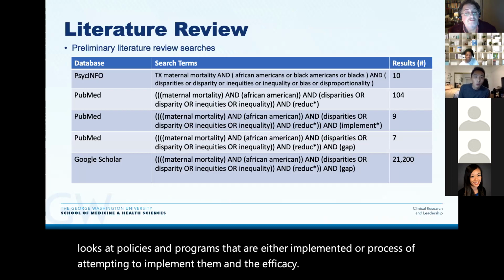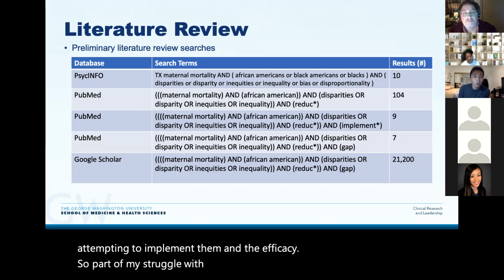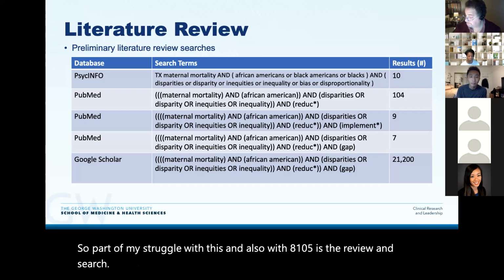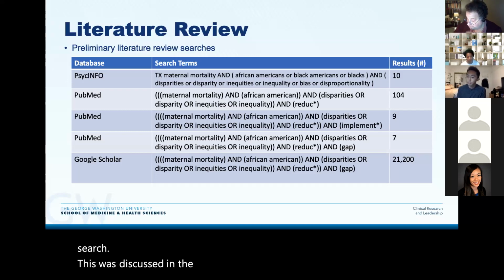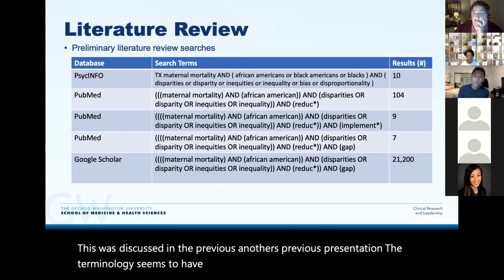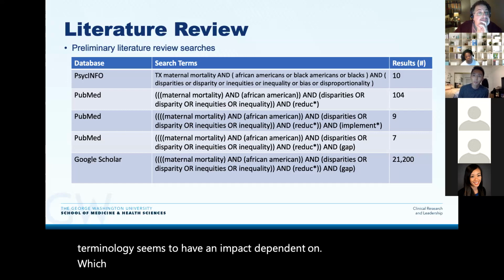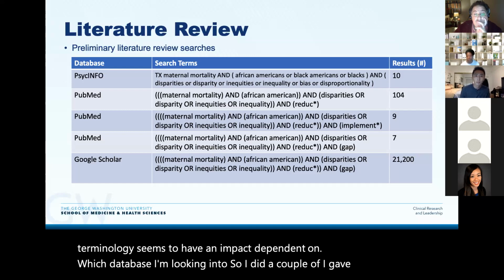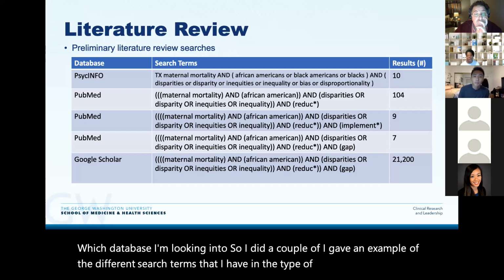So part of my struggle with this and also with 8105 is the review and search. And this was discussed in others' previous presentations. The terminology seems to have an impact depending on which database I'm looking into. So I gave an example of the different search terms I have and the type of results that I pulled.